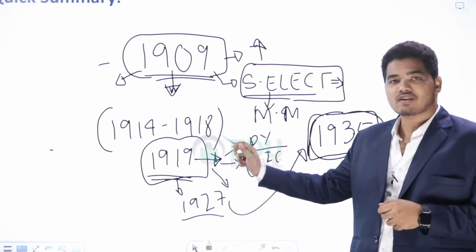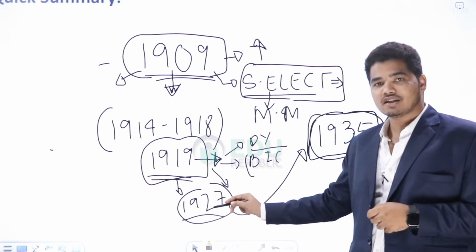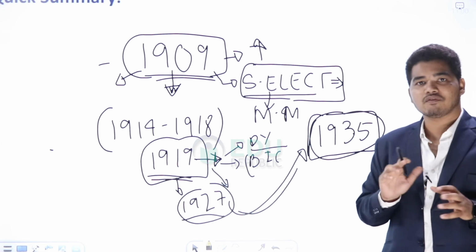As I have mentioned, after 1919, a commission arrived in 1927 and recommended revision, and those provisions were included in 1935.